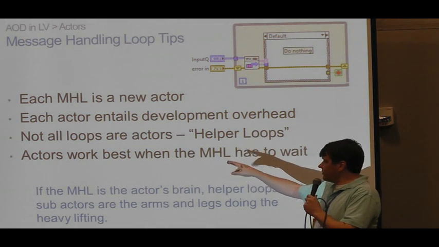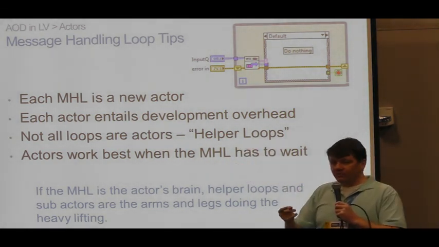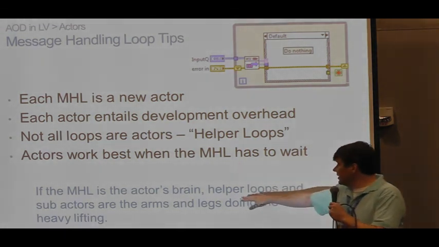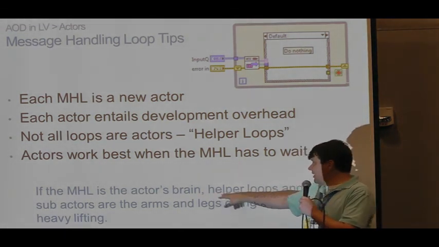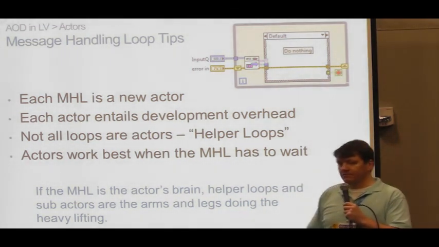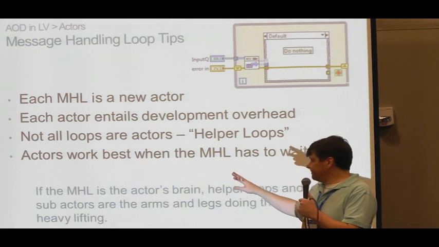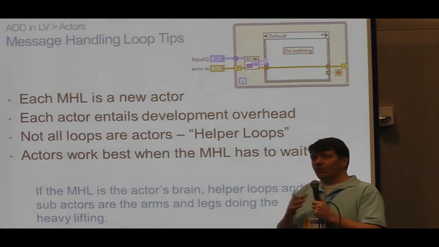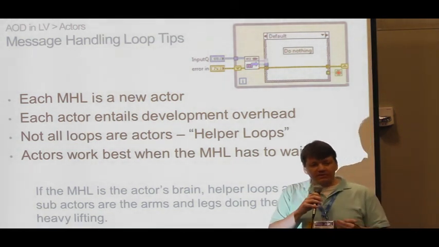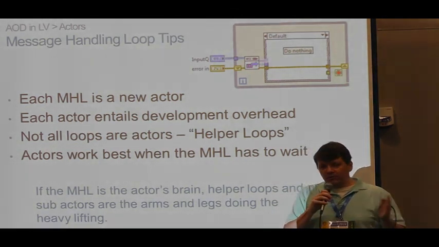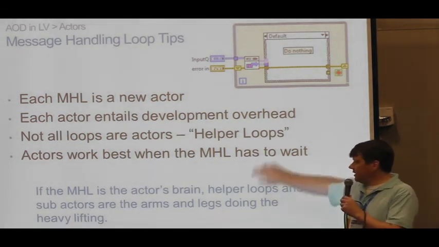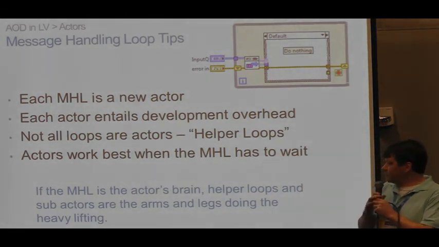Not all loops are actors. Take advantage of helper loops. Those are the helper loops. I'll jump down here. If the message handling loop is the actor's brain, helper loops and sub-actors are the arms and legs doing the heavy lifting. That's one of the key things that helped me create robust applications, was to pull those lengthy processes out of the message handling loop itself. And then the 4th point there is actors work best when the message handling loop has to wait.